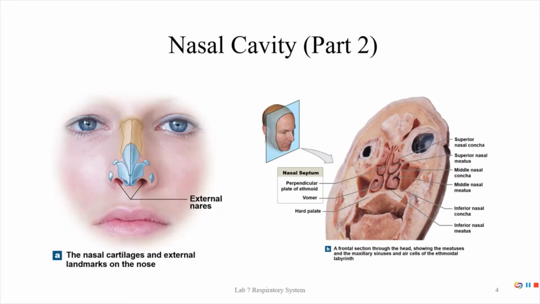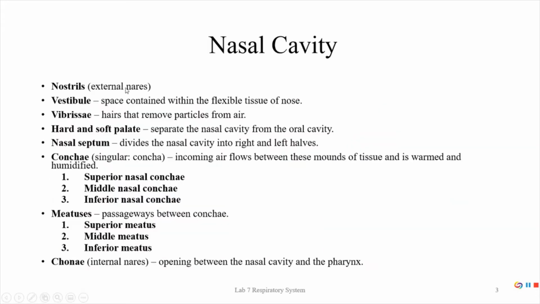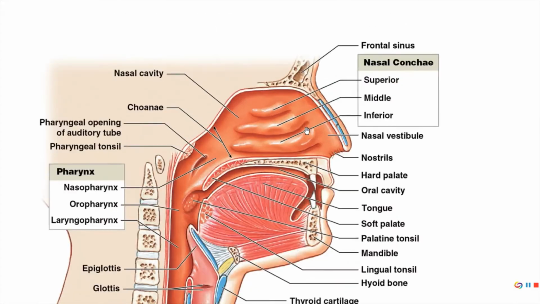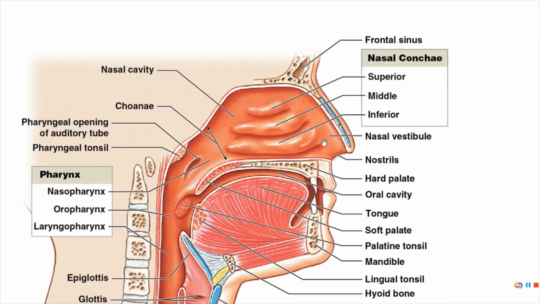Now, unfortunately, I don't have a very good model of this. I apologize. We do have our external nares, our nostrils, which open up, and past the nostrils at the internal nares, we have a space called the vestibule. The vestibule is best seen right about here, where you would enter into the nose, where your fingers usually get stuck when you pick your nose.